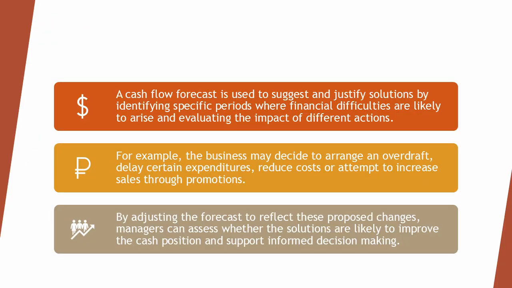A cash flow forecast is used to suggest and justify solutions by identifying specific periods where financial difficulties are likely to arise and evaluating the impact of different actions. For example, the business may decide to arrange an overdraft, delay certain expenditures, reduce costs, or attempt to increase sales through promotions. By adjusting the forecast to reflect these proposed changes, managers can assess whether the solutions are likely to improve the cash position and support informed decision-making.